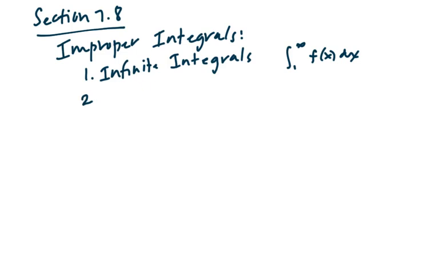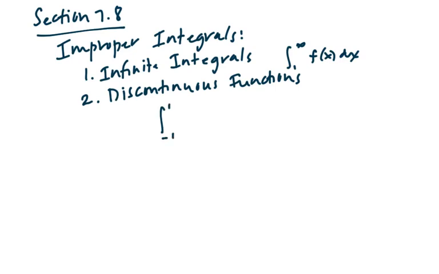And the second type comes from discontinuous functions. So consider the integration from negative 1 to 1 of 1 over x dx. We know that 1 over x is a discontinuous function because it has a vertical asymptote at the y-axis. So this is an improper integral. Whenever we have improper integrals, we're going to use limits and what we know about limits to evaluate those.